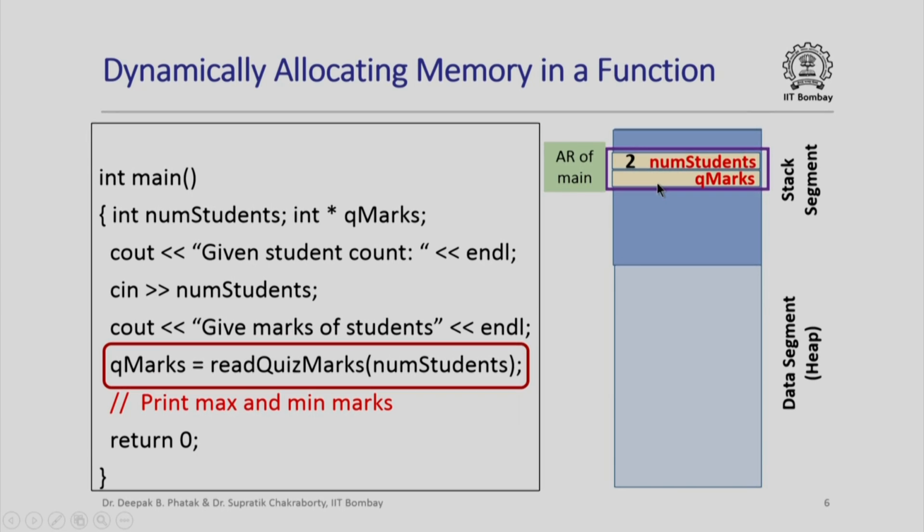Q marks basically contains some garbage value now, and then I go ahead and invoke this function read quiz marks. What is going to happen? The parameter here is num students, which is 2.